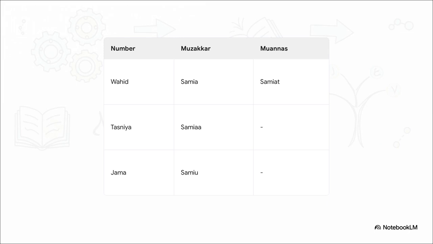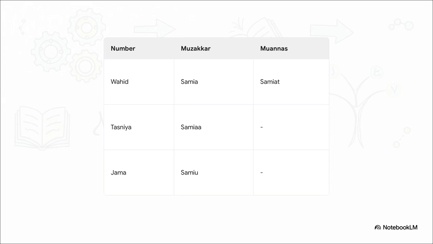Let's watch how the root word samia, which means he heard, actively transforms based on our rules. Starting with a singular, masculine, absent person, it's just samia. But what if two men heard? Well, we drop down to that dual form we talked about, tasniya. And by simply adding an aleph to the end, it transforms into samyani. If a whole group of men heard, we add a suffix to make it samyu.